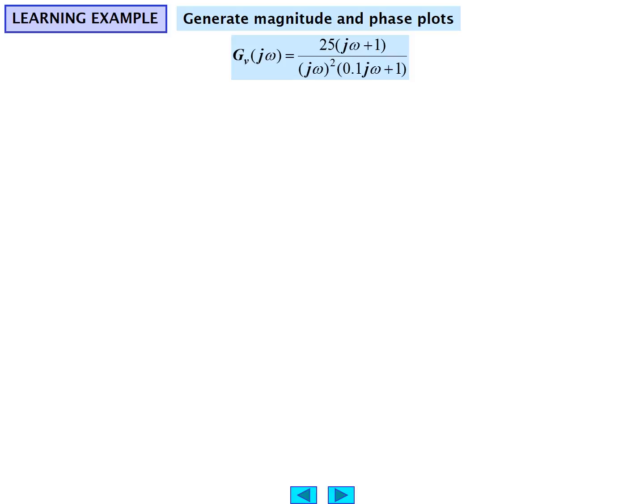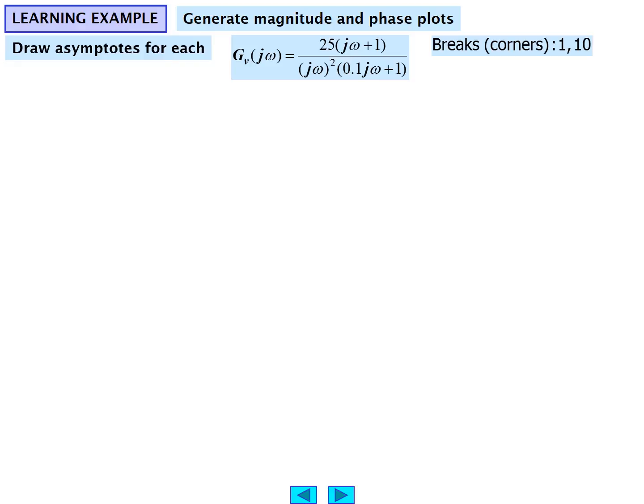We have 25 times the quantity jω plus 1, divided by (jω) squared times the quantity 0.1 jω plus 1. The breaks or corner frequencies occur at 1 and 10, and that's of course because of the zero, which is jω plus 1, would break at essentially 1 over 1 or 1, and for the pole 0.1 jω plus 1, it would break at 1 over 0.1 or 10.